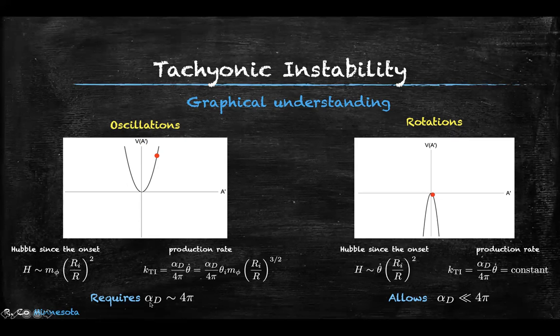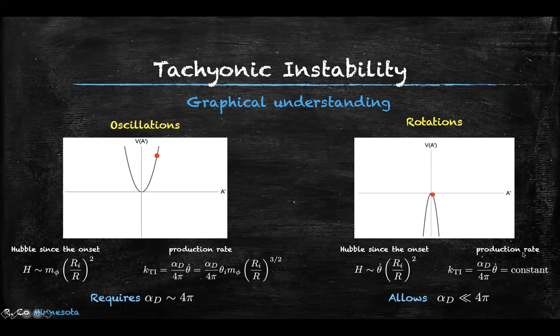And Hubble scales faster, it drops faster than the rate, which means that you really need this alpha D to be close to 4 pi in order to have sufficient production rate to efficiently produce the dark photon. But in the case of rotation, this is not the case. At the onset of the motion, the rate can be of order theta dot or even higher.